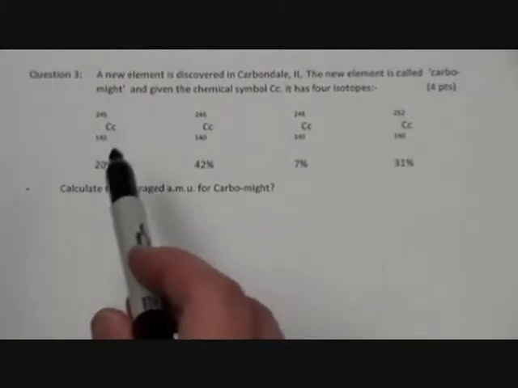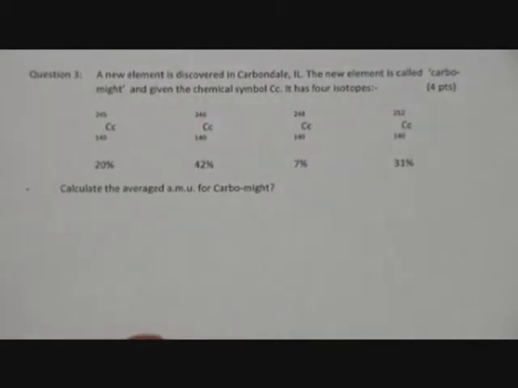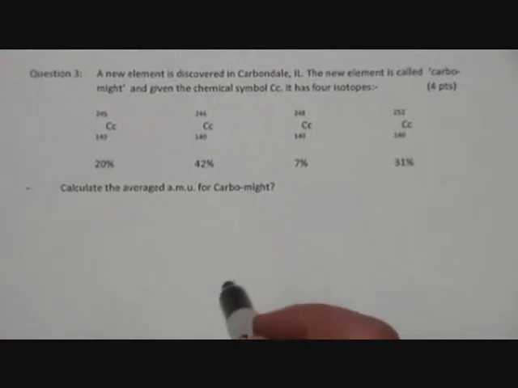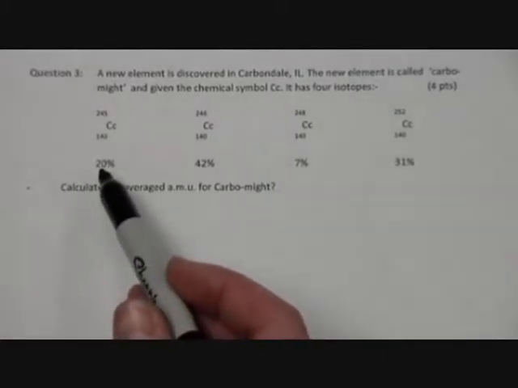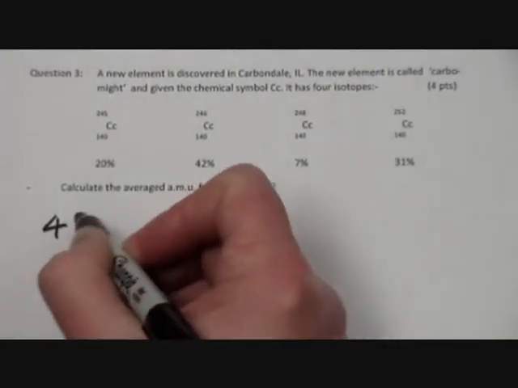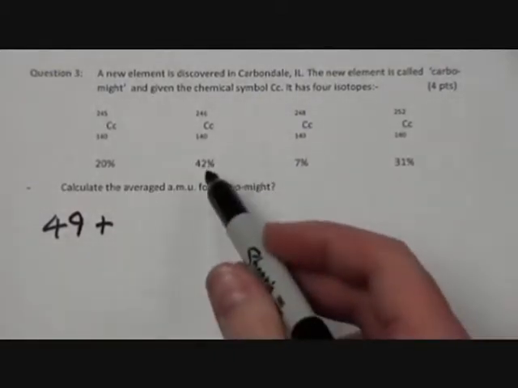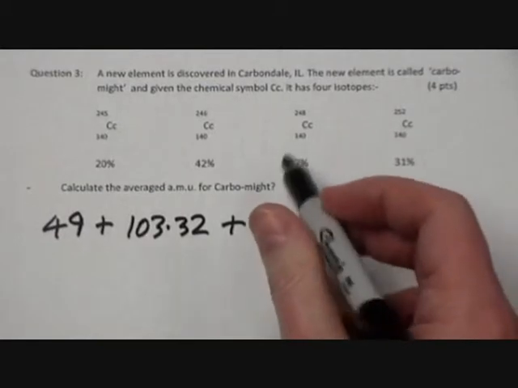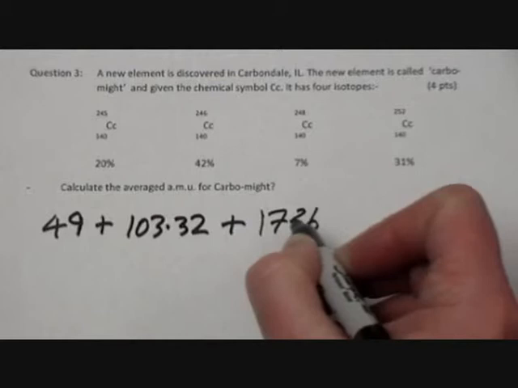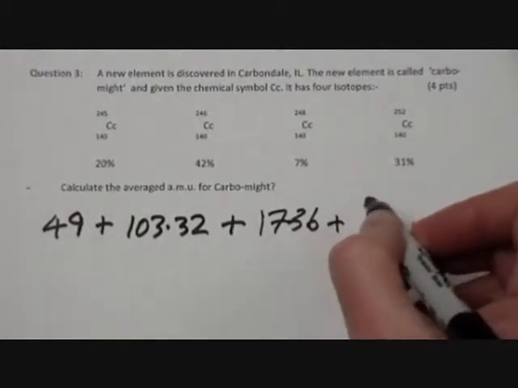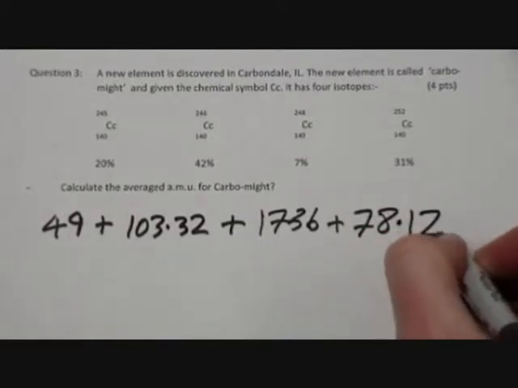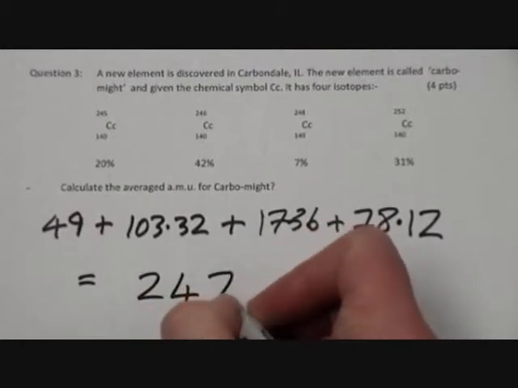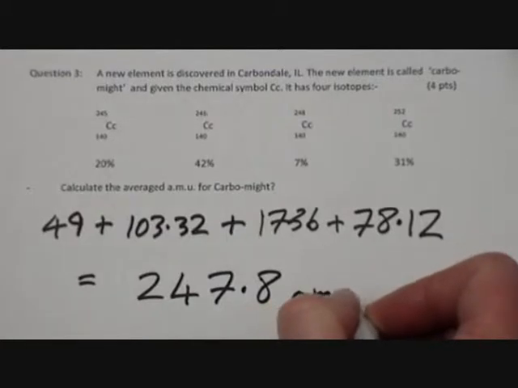So given a question with different isotopes in question 3, and to work out the abundance average mass, we're going to take the relative percentage of each mass number and add them together. So for the first one, we want 20% of 245, which is 49 units of atomic mass, 42% of 246, which is 103.32 AMU, 7% of 248, which is 17.36, and 31% of 252, which is 78.12. Add them together, and the average abundance mass for this isotope is 247.8 atomic mass units.